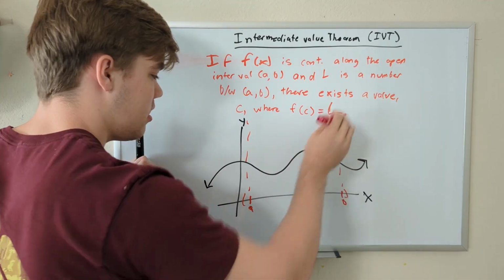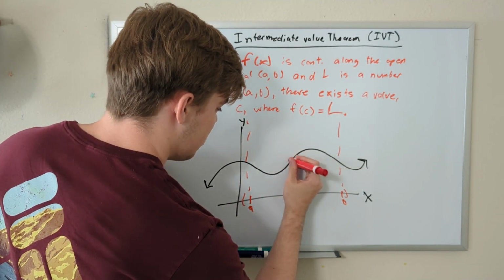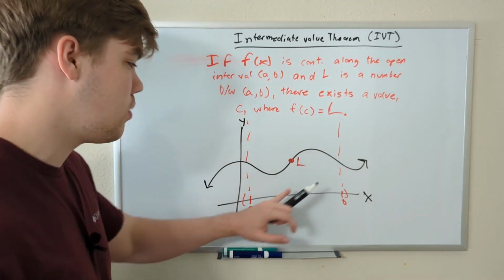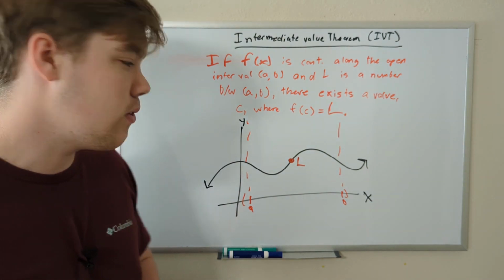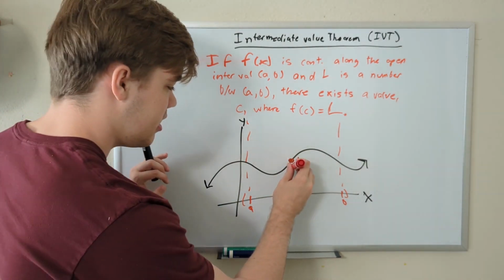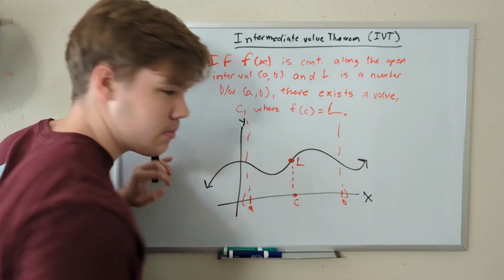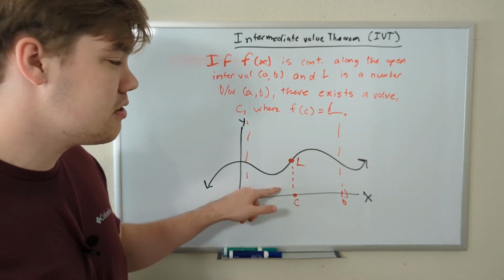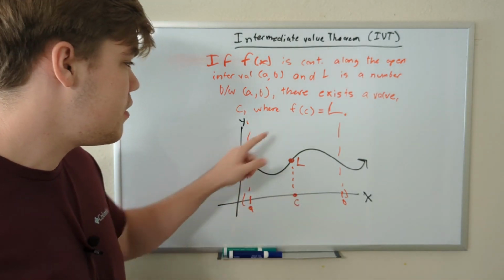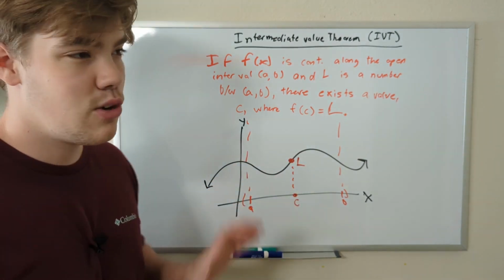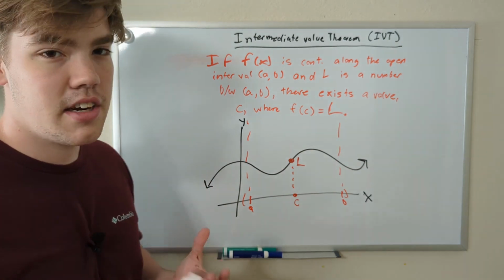There and there. And let's also say that this is L. This is whatever our L number is that we're looking for. What it is saying is that there is a number along A and B known as C, which could just be some constant value, that yields a y value equal to L, or if you plug it into the function, you'll get L.